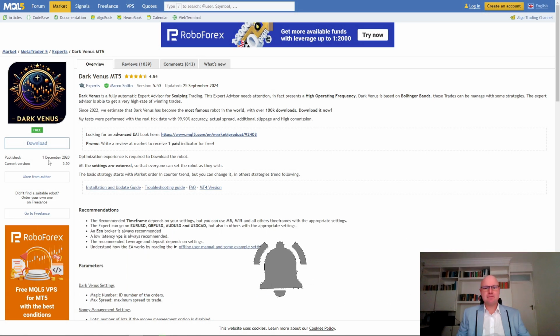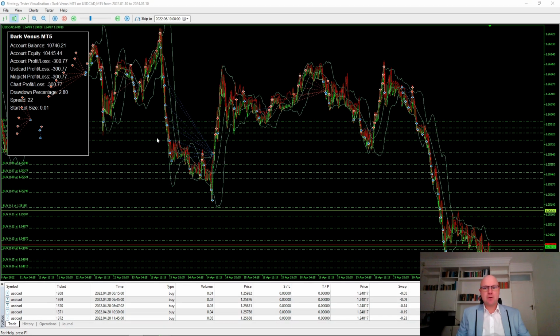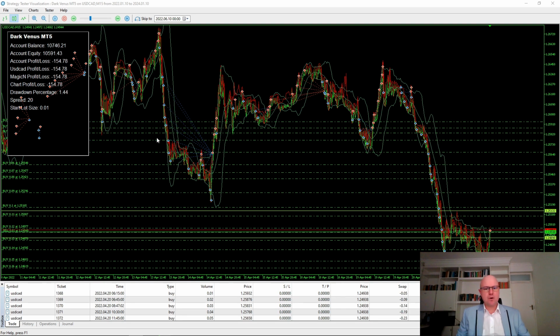Now, Dark Venus, which is one of the most downloaded EAs or free robots available, has a couple of great advantages in automating your trading. Unfortunately, this type of grid trading or cost averaging system is exposed to martingale risk. What this means is when the market is strongly trending in one direction, the EA could encounter a problem where it goes into deep drawdown or potentially blow your account.